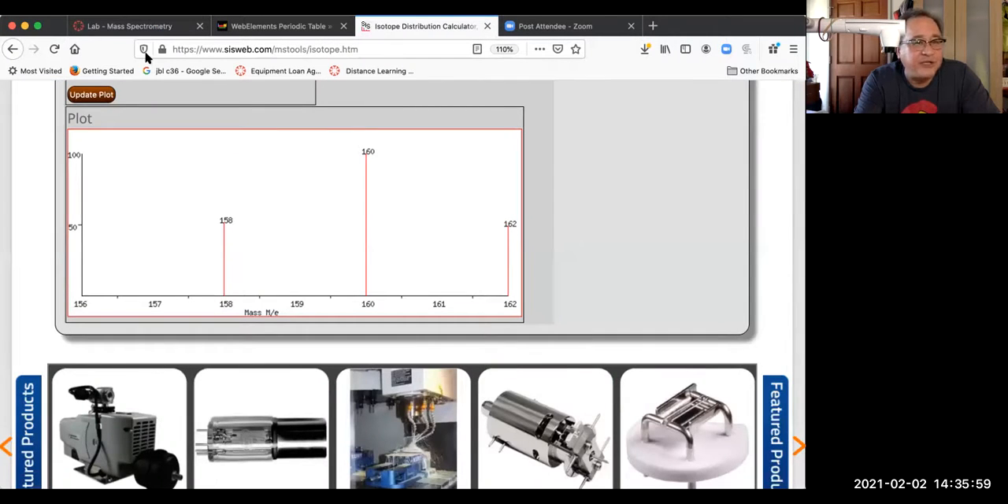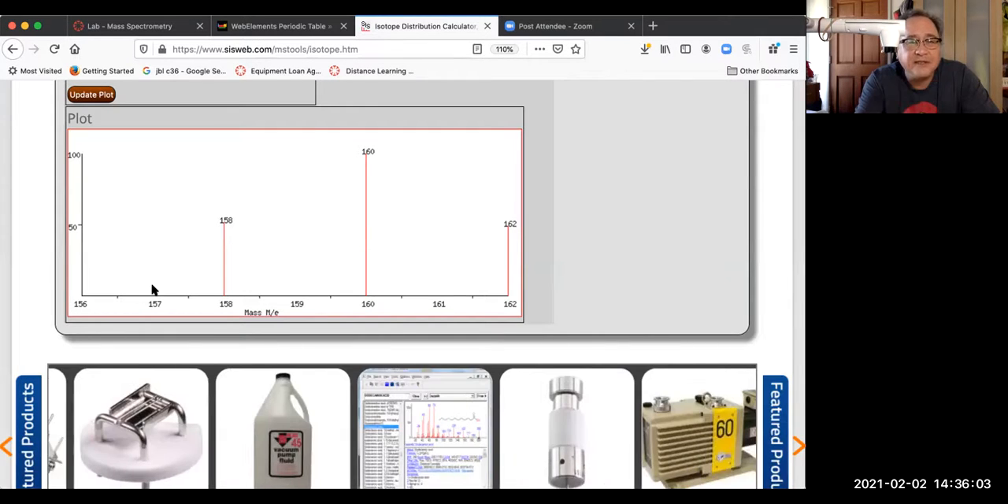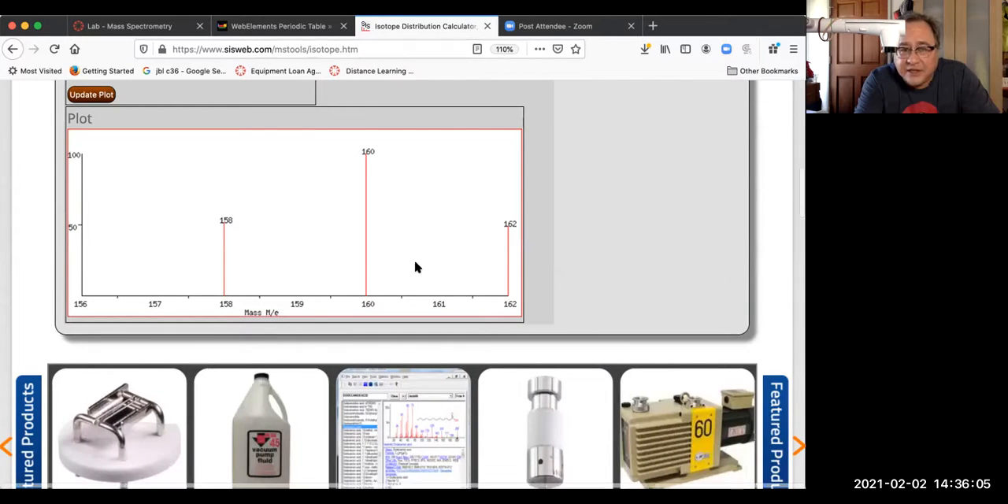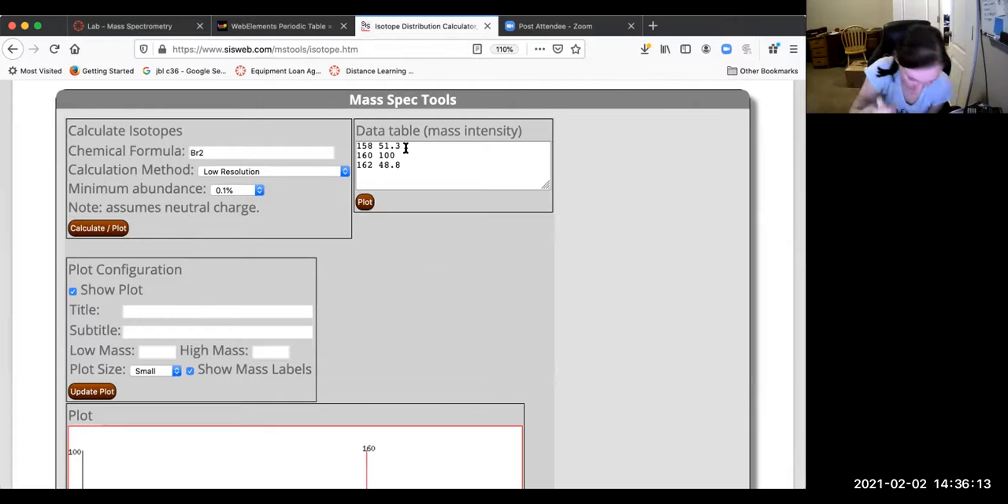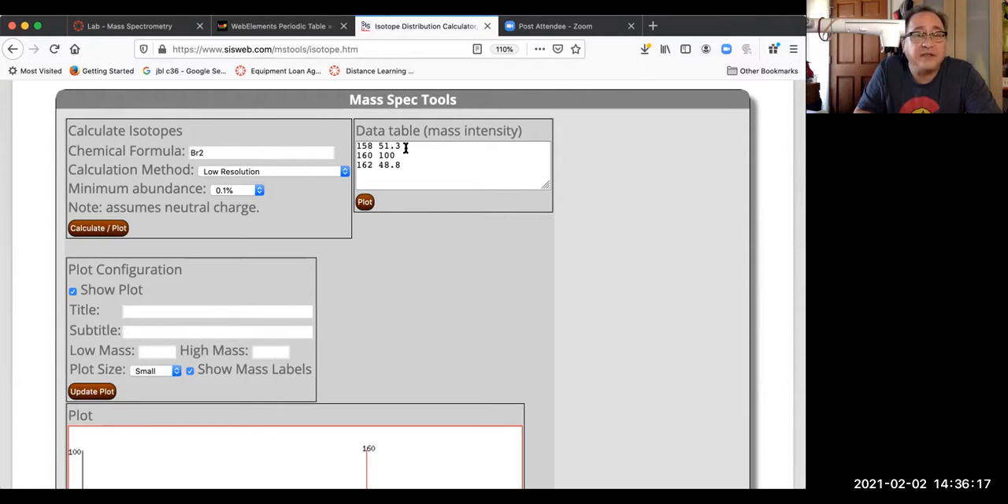And you see those three peaks at 158, 160, and 162? Let's take a look at the numbers. 51.3, we got 51.28. Are they the same pretty much? Pretty much. For 160, we got 100, they got 100. 162, we got 48.8, and they got 48.8. So that's the explanation for why the 160 is twice as tall as the others.